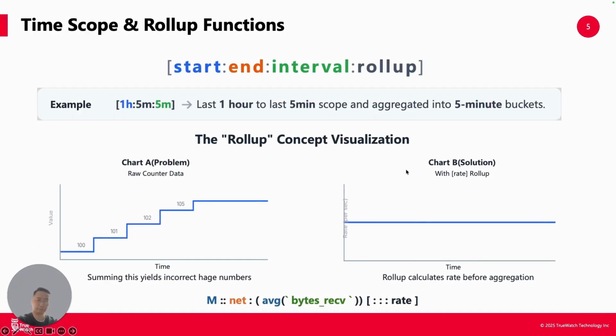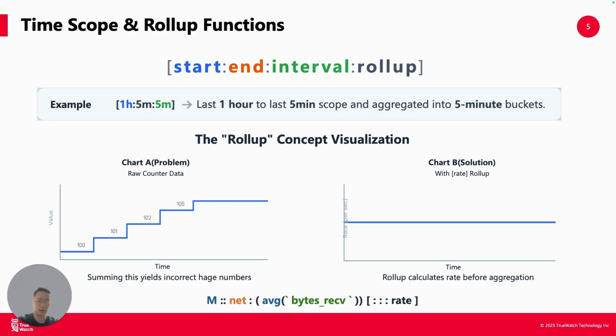Yeah, so this is about the time scope and rolling up in DQL, as shown in the slides. Start and end define the time window. The interval groups data into buckets, like 5 minutes. So as the example shows, it means from the last 1 hour to the last 5 minutes, and aggregate it into 5 minute buckets.